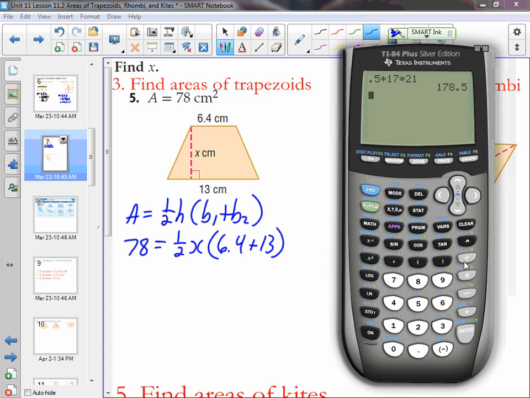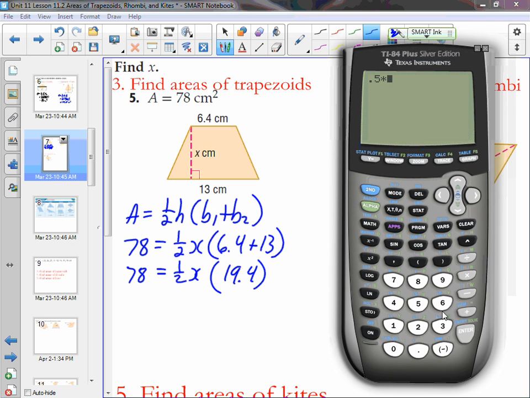All right. I'm going to work inside my parentheses first. So I'm going to have 78 equals 1 half x times, and then, oh, it's adding. So that'd be what? 19.4. Okay. Now, what to do with that 1 half? Well, I can multiply both sides by 2 if I want to, right, to clear fractions. But if I multiply 1 half times 19.4, is that going to give me something fairly good to work with or something horrible to work with? Fairly good, I think, since 19.4 is even.